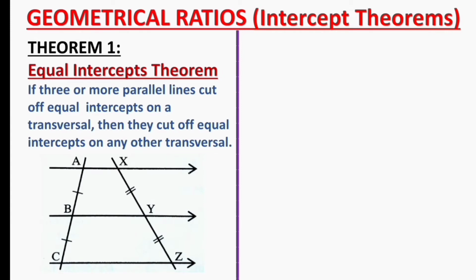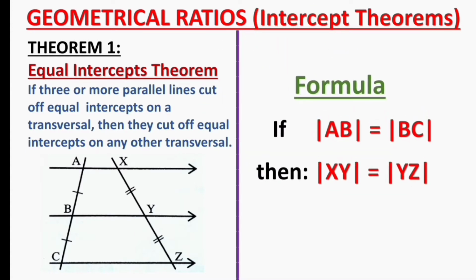Theorem 1, equal intercepts theorem. If three or more parallel lines cut off equal intercepts on a transversal, then they cut off equal intercepts on any other transversal. We have a diagram below here to illustrate theorem 1, talking about the equal intercepts theorem. Here we have three parallel lines that are equally spaced and two transversals. The first transversal cuts through points A, B, and C, while the other transversal cuts through points X, Y, and Z. Here are the formulas associated with theorem 1.